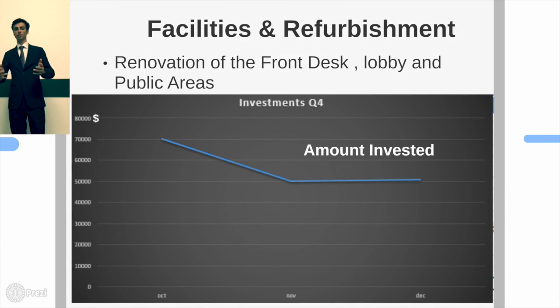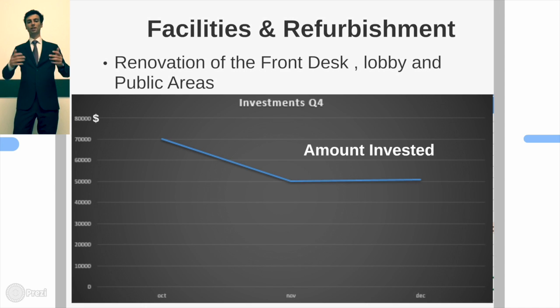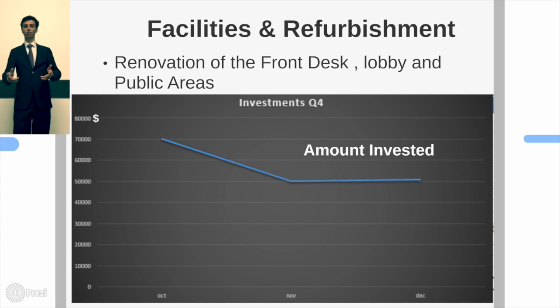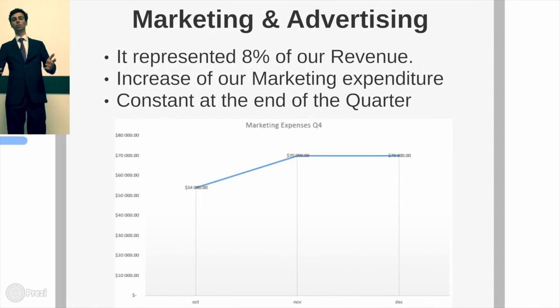Concerning our investing strategy, during the last quarter, we decided to keep our investment expenses quite stable. In fact, we focused our expenses toward the renovation of the front desk and some soft goods redo, such as the lobby and the public areas. We made our decision based on the reputation management report.